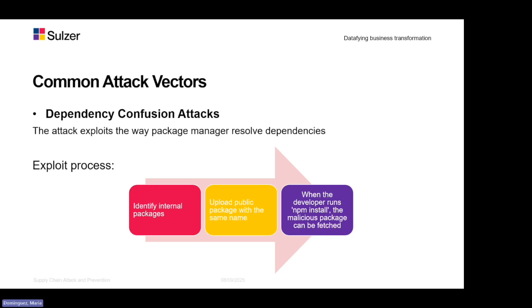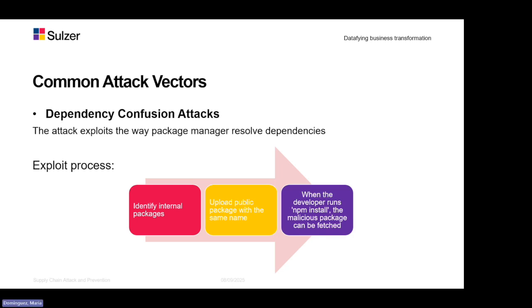How do they do it? So let's explain the exploitation process. First of all, the attacker begins by identifying internal packages. They do it by analyzing publicly available documentation or source code repositories. So it's very important that we don't publish important code to the public. And these attackers examine dependency files such as package.json, because that's where the information is.